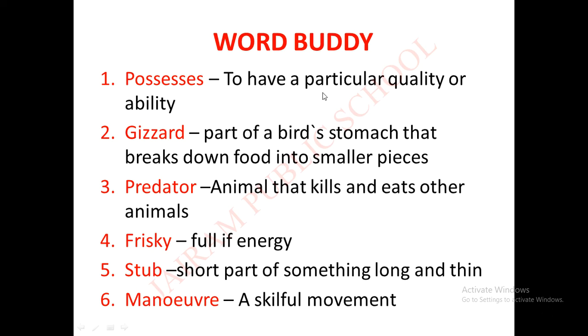What is the spelling for particular? P-A-R-T-I-C-U-L-A-R. Particular. What is the spelling for quality? Q-U-A-L-I-T-Y. Quality. Repeat all of you. Possesses. To have a particular quality or ability.